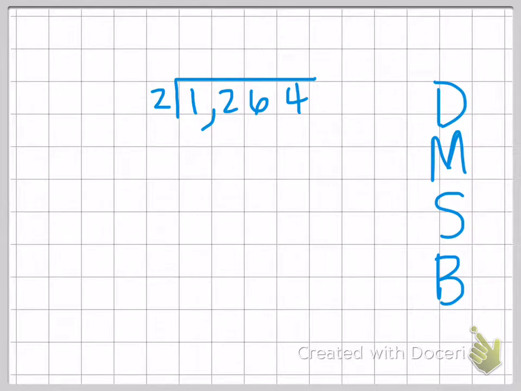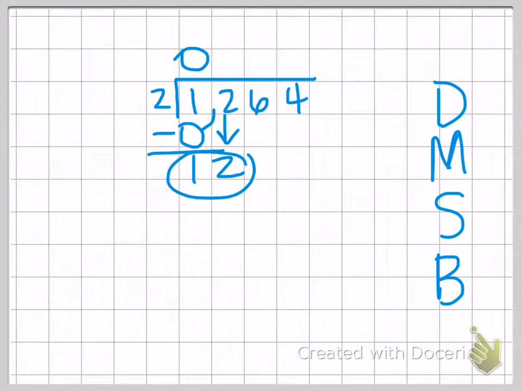Okay, I'm going to show this problem to you 2 ways. First, I'm going to show you using it digit by digit. First, I divide. 1 divided by 2. There are no 2's in 1, so I'm going to place a 0. Multiply 0 times 2, which is 0. Now I subtract. 1 minus 0 is 1. Then I bring down my 2.